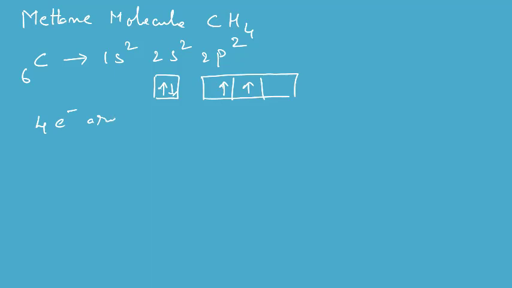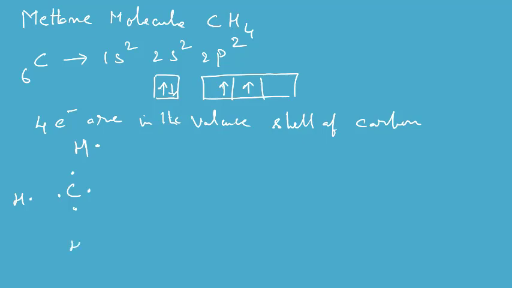These 4 electrons are in the valence shell of carbon. So these 4 valence electrons pair with unpaired electrons present in 4 hydrogen atoms. So here carbon has 4 electrons, and here is one hydrogen, one hydrogen, one hydrogen, and one hydrogen.